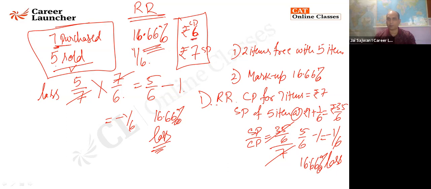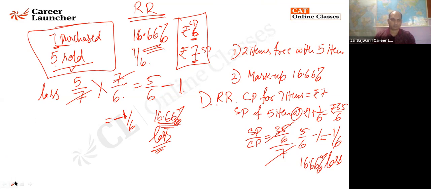They bought it at 6 rupees, but the price increased by 1 by 6. 6 ka 1 by 6 is 1 rupee. They are selling it at 7 rupees. So it's a profit. You buy at 6 rupees, you sell it at 7 rupees. The ratio of this is 5 by 6. Don't forget to separate 1 from there. 1 means no profit, no loss. That's why we are separating it. Minus 1 by 6, it is coming out to be 16.66% of loss. I'm sure it is clear.